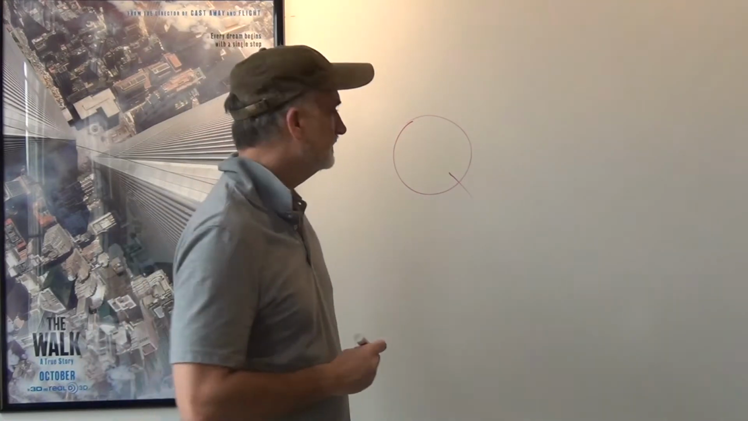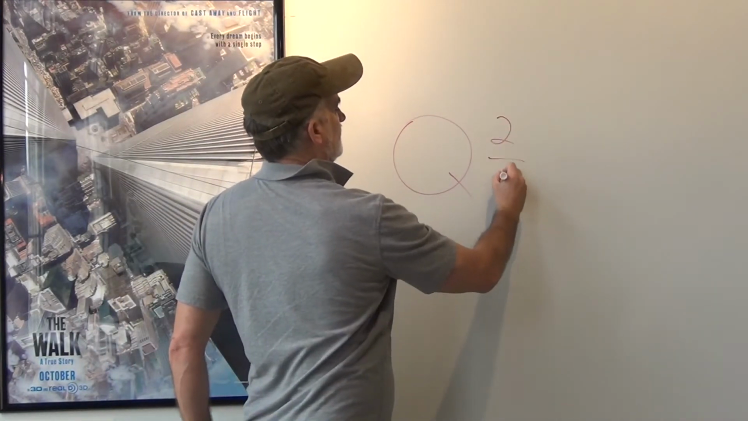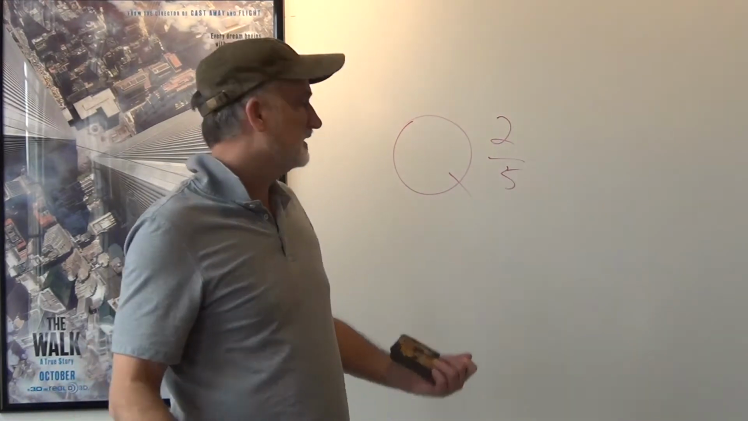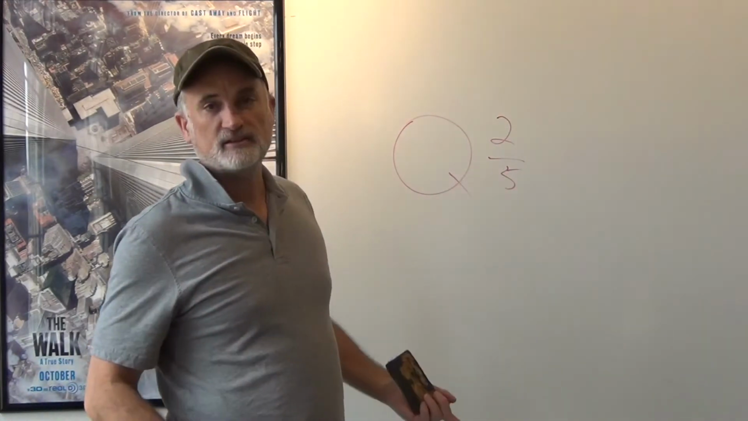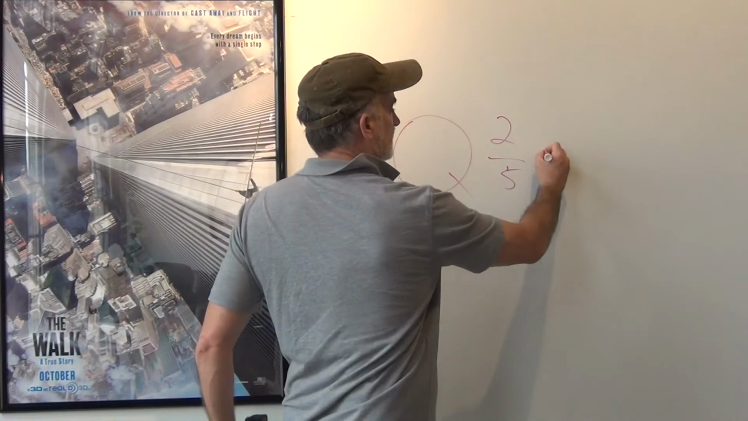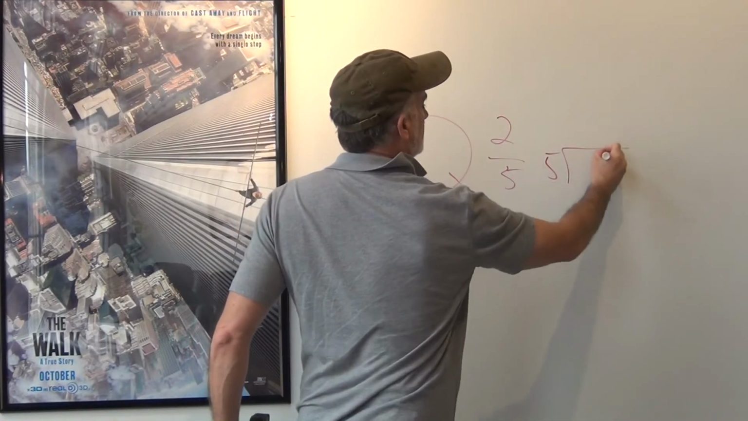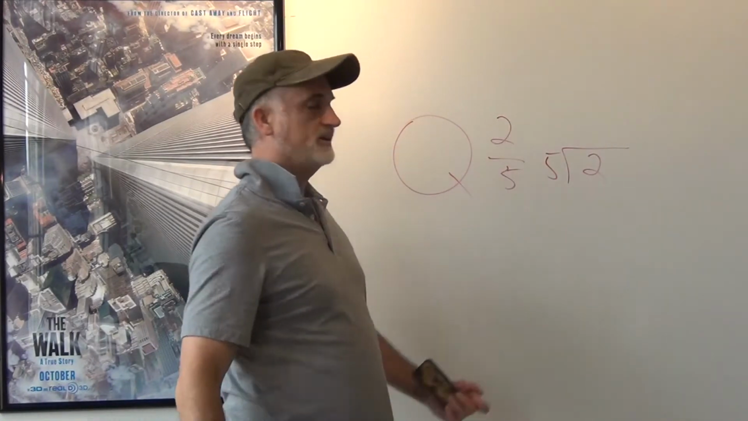Q means quotient. Quotient means a division problem, okay? How would you find the decimal of that? You would take the denominator and divide it into the numerator.